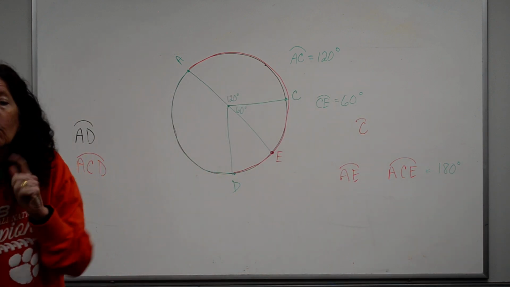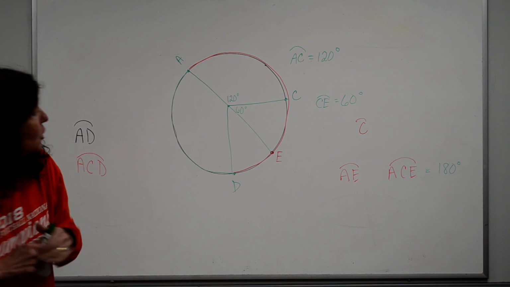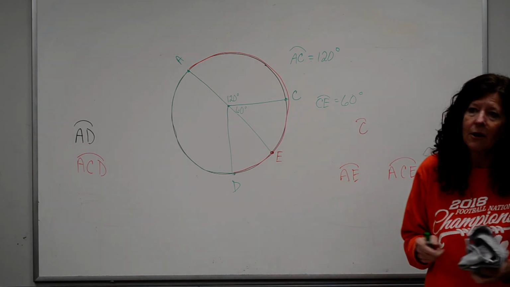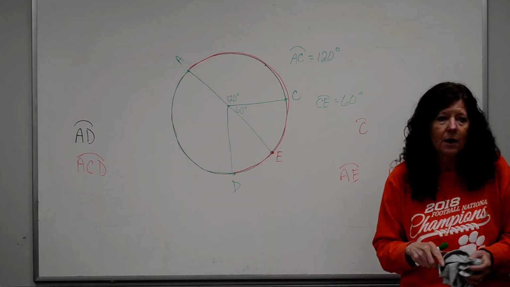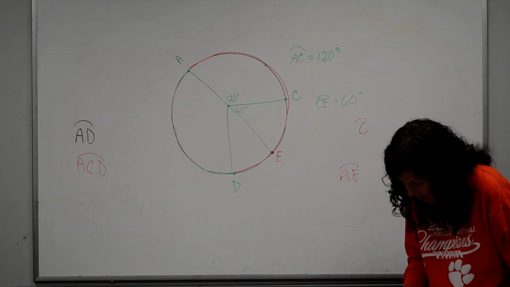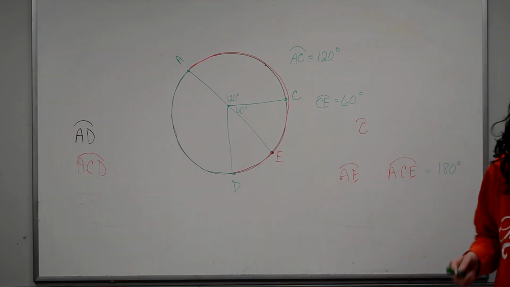Now, that only works with central angles. The vertex has to be on the center of the circle for that to work. If it's not at the center, and this is going to get confusing as we go on, because you're going to have some that are and some that aren't. It has to be at the center of the circle for there to be an intercepted angle. All right, I'm going to give you one of these to try.